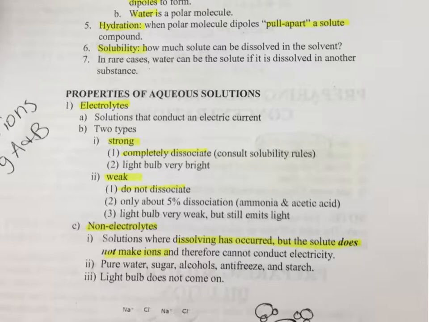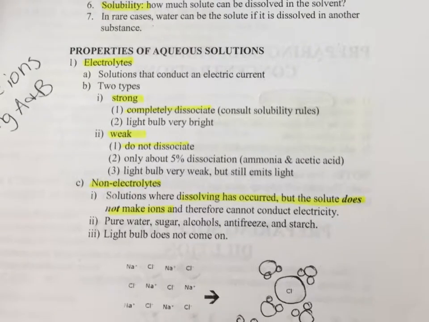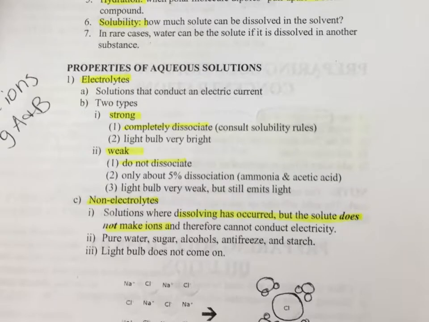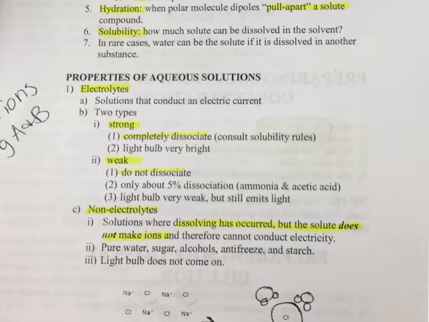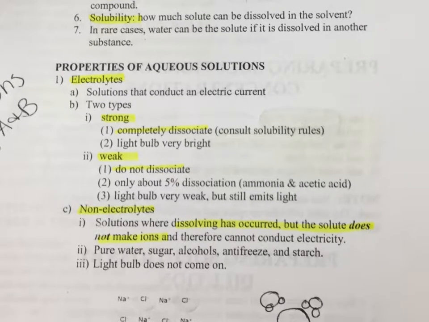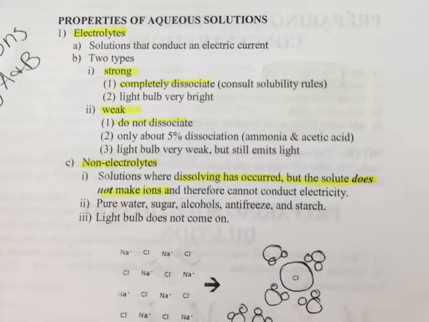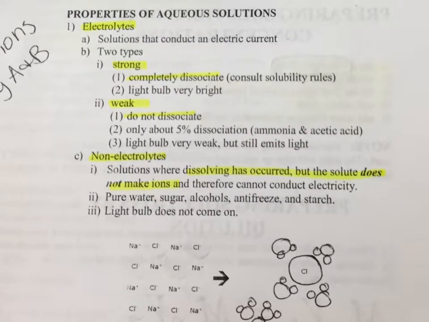How polar is water? It's very polar. So what makes it think of polar? And then solubility is just how much solute can be dissolved in the solvent. Okay. So, properties of aqueous solution. So aqueous solution just means that it's mixed in water. When you hear the word aqueous, okay.